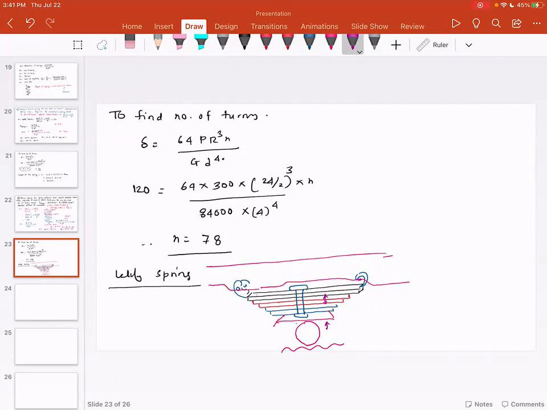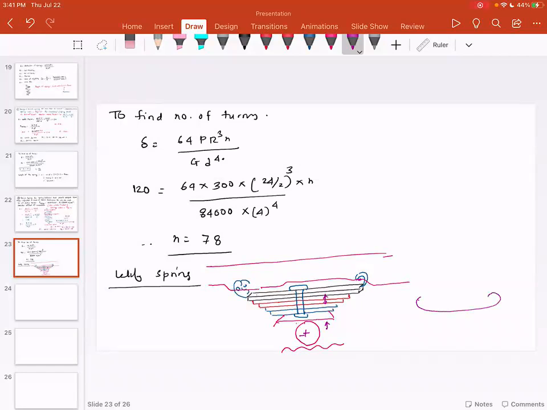Now there are two procedures for design of leaf spring, and you can use either of these processes. It's not necessary that you use one particular process. The answer that you will get from the spring design would be the same. You would also see some variations in the spring designs.